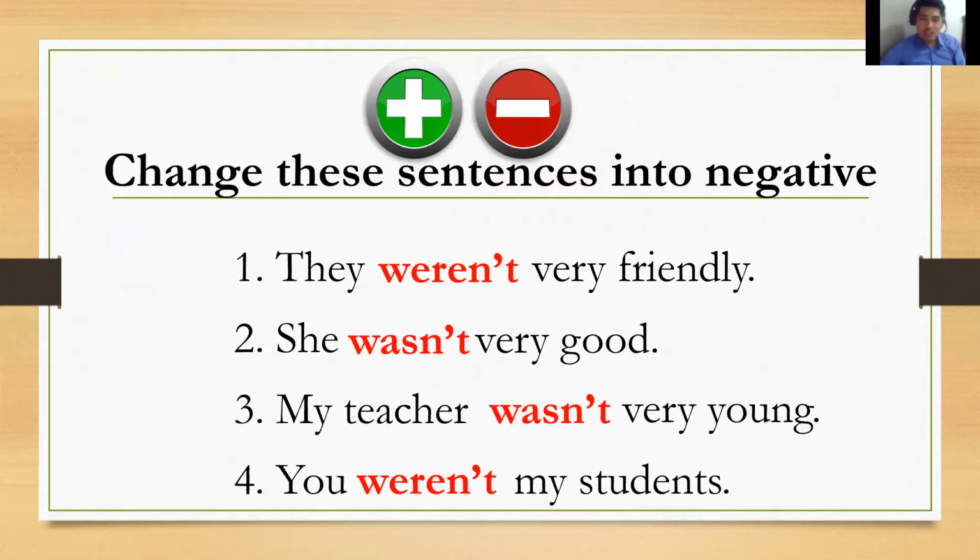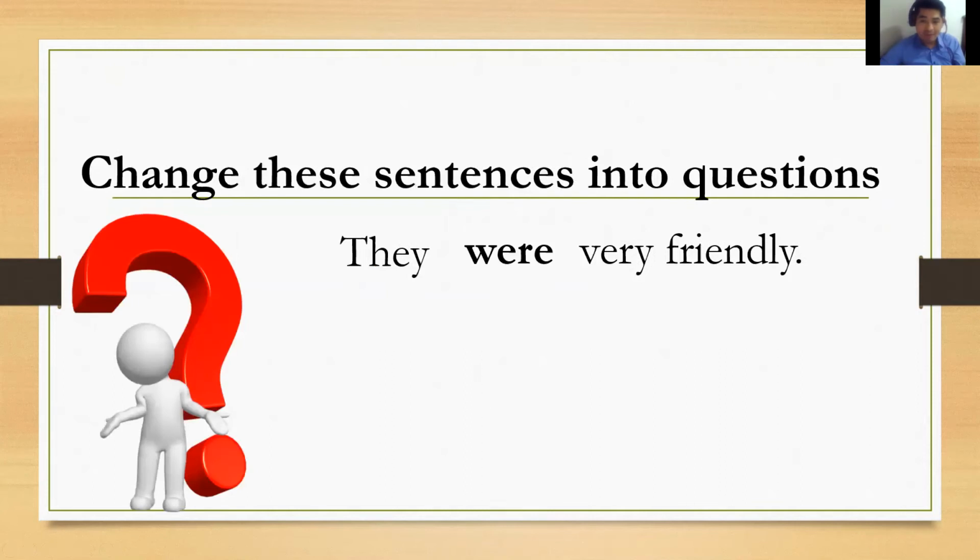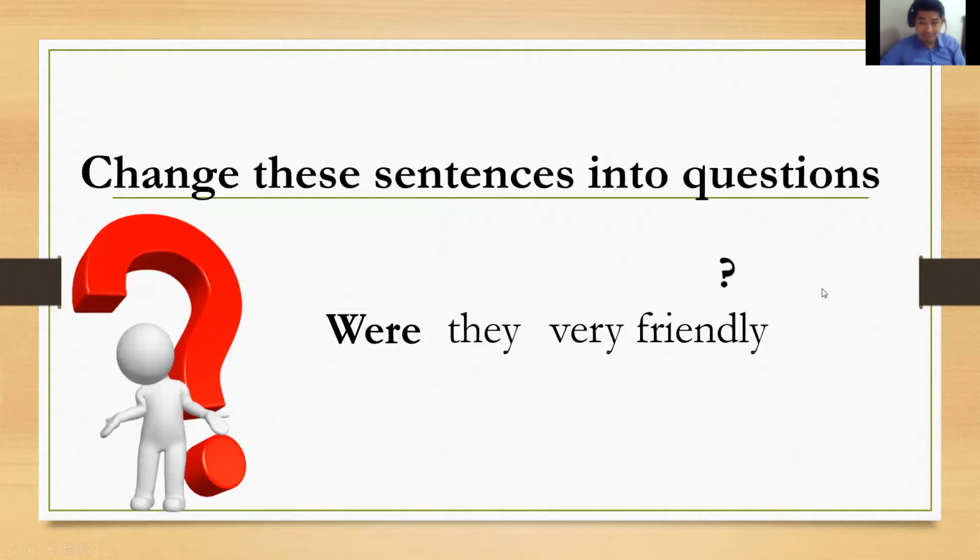Now, we are going to change sentences into questions. For example, this one. I have here a positive sentence. They were very friendly. What is the question for this sentence? Easy. We only change the position between the personal pronoun and verb to be. So the question is like this. Were they very friendly?